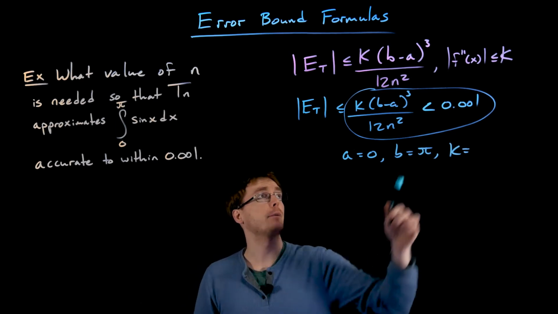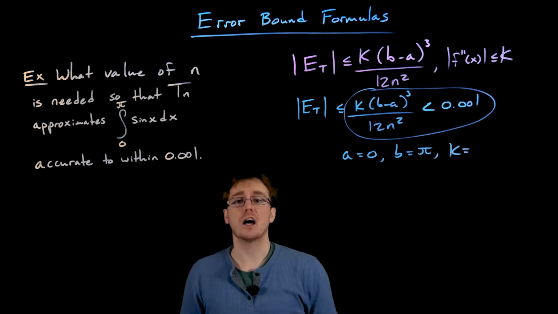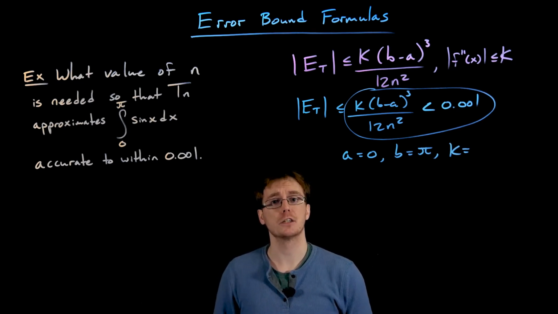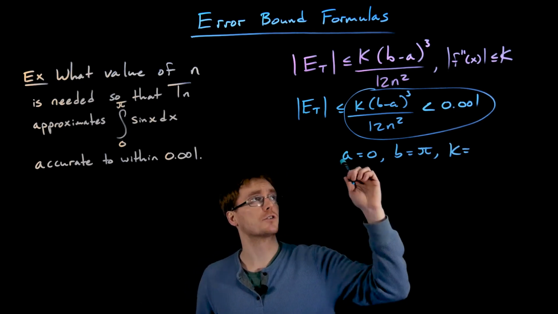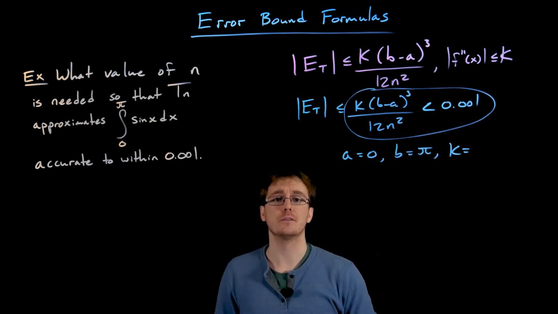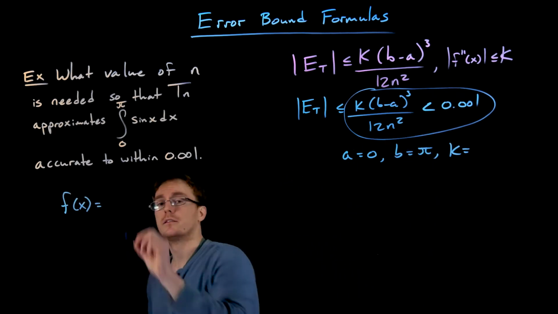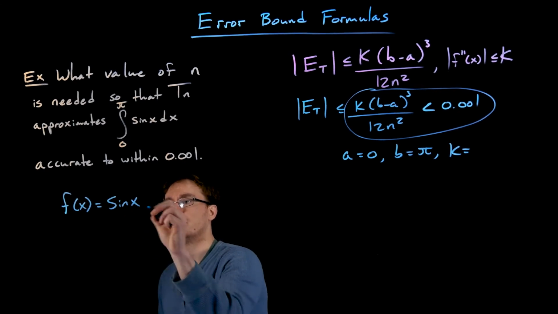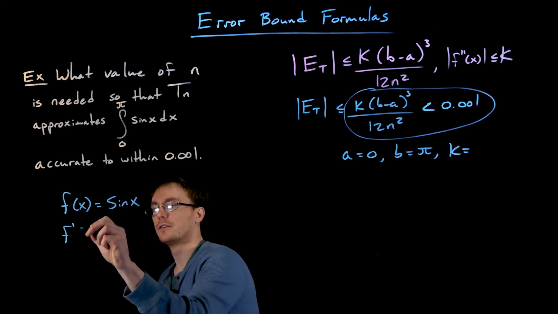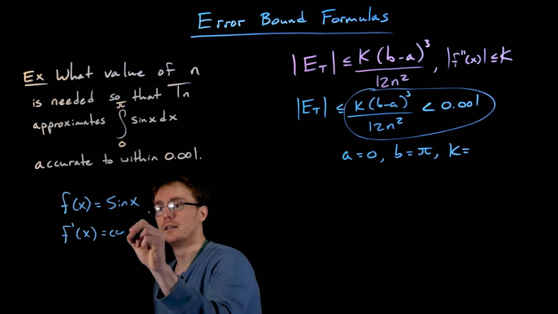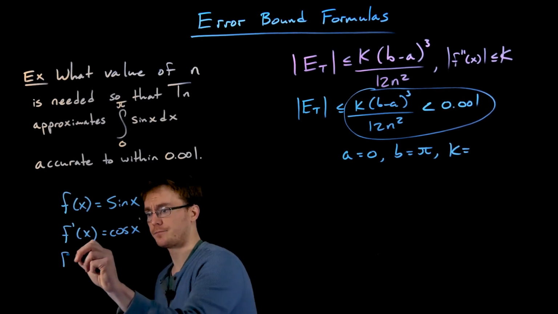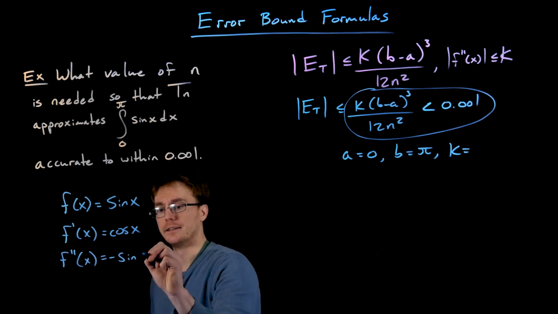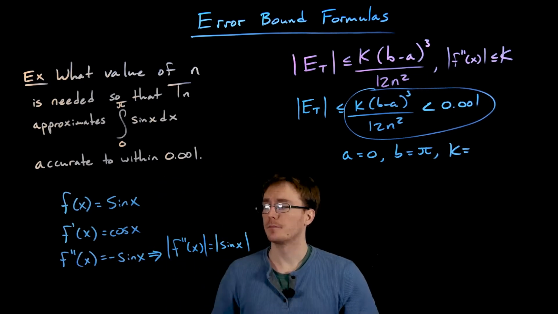So we said a is 0, b is pi, and now we have to find k. Well, to find k, we have to remember that k is this upper bound for the absolute value of the second derivative of our function. So the first thing we're going to have to do towards finding k is finding the second derivative of our function. So the function we are integrating is our sine function, and we know how to find the derivatives of our sine function. The first derivative is going to be cosine of x, and the second derivative is then going to be negative sine of x.